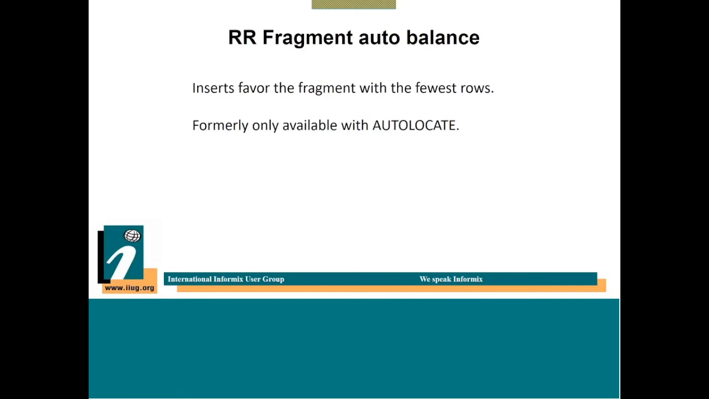And it's actually the default behavior now. So for round-robin tables, by default, we will now favor, in terms of inserts and loads, the fragment that contains the least number of rows. And we'll generally keep fragments within 100 rows of each other. We don't look at every single insert because that would be a little costly, but we do batch things in batches of 100.